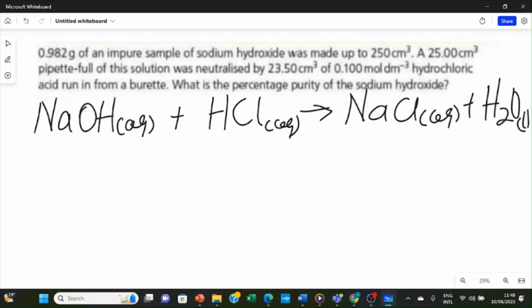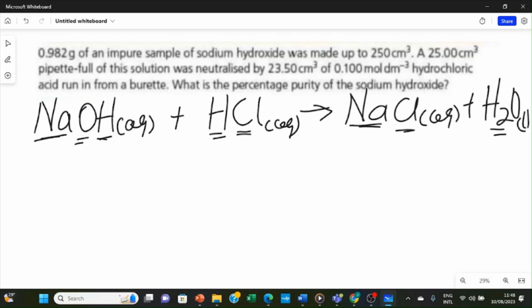On the reactant, sodium is 1, on the product, sodium is 1. So sodium is balanced. On the reactant, oxygen is 1. On the product, oxygen is 1. Oxygen is balanced. On the reactant, hydrogen is 2, and hydrogen is 2 on the product. Chlorine is 1 on the reactant, chlorine is 1 on the product. So the equation is balanced.